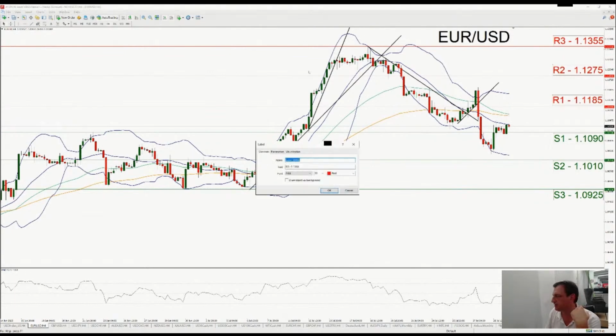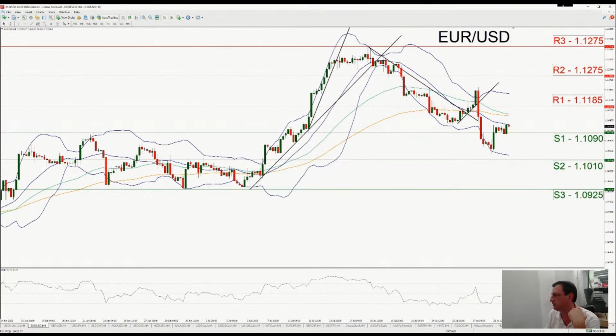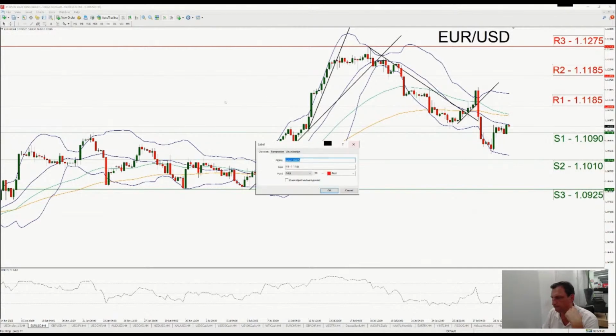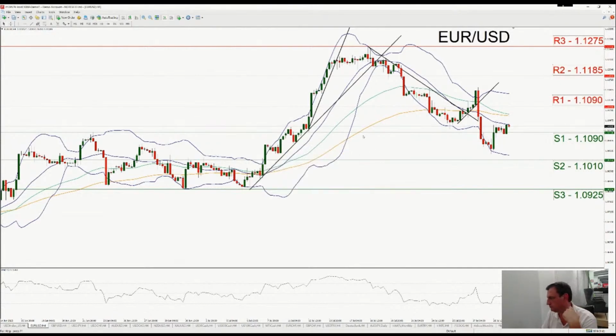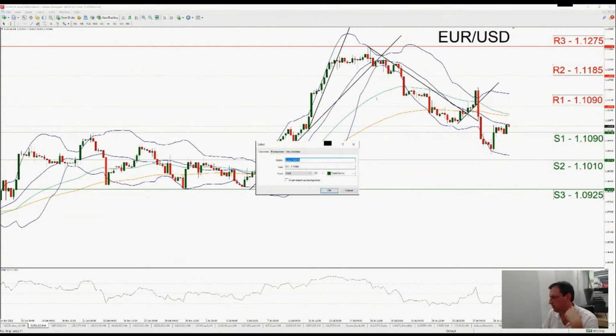Okay, let's correct the labels, starting with the R3, which is now being placed at 1.1275. The R2 at 1.1185. The R1 is being placed at 1.1090. The S1 at 1.1010.